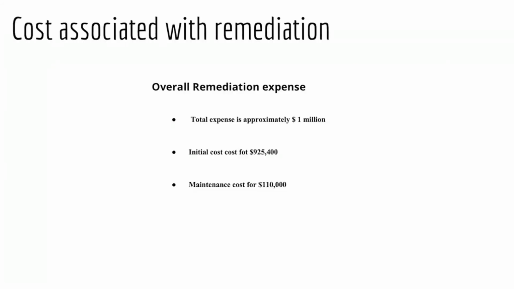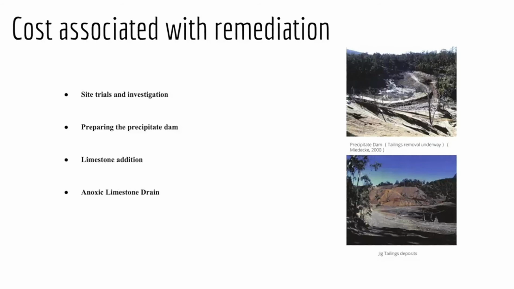In this project, the total expense of remediation works is approximately $1 million, and the initial cost for this project is $925,400, which includes investigation and drilling costs, and the following maintenance fee is $110,000. Furthermore, the project expenses mainly consist of 4 parts. The first part is conceptual and investigation.